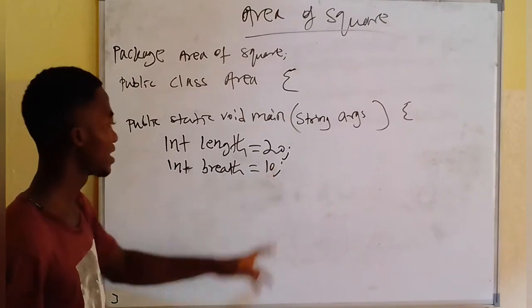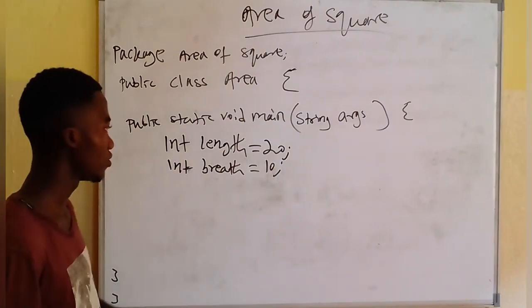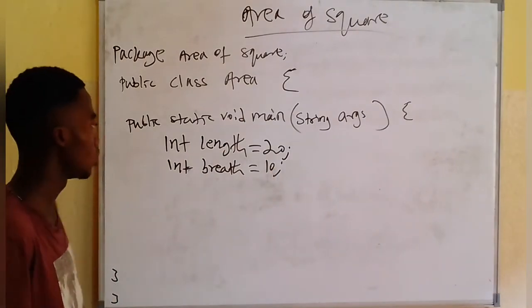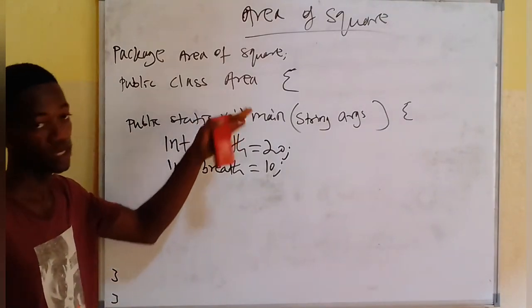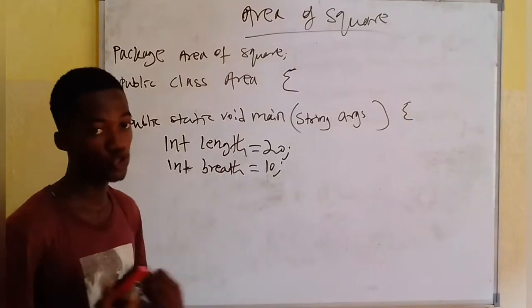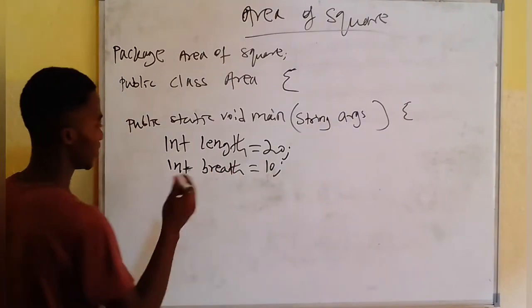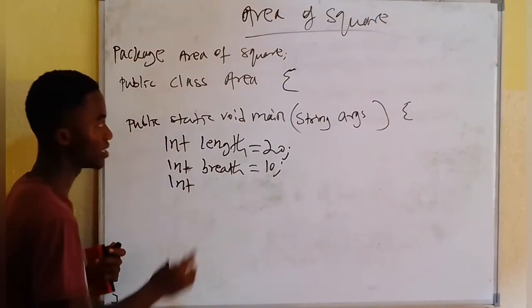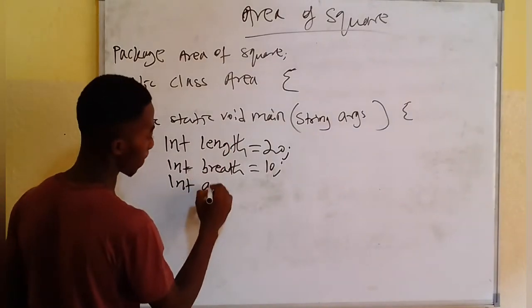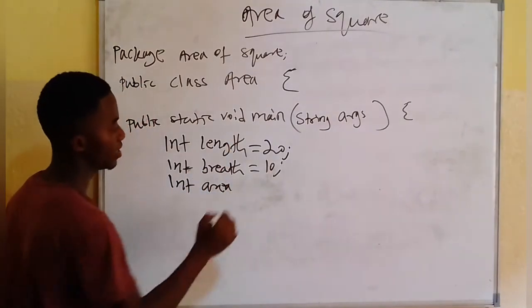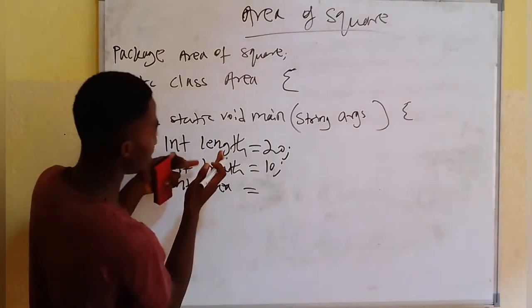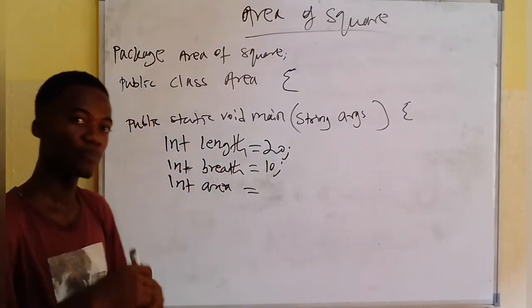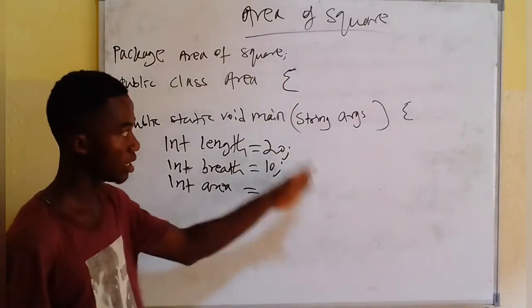Okay, now I need an area. I need an answer. That is length times breadth, right? In this case, area is going to be another variable I'm going to use. I also take int as a data type, and then I take area as another variable. Then I assign a value to it. But this one will be this times this, for you to have the area of this particular square.